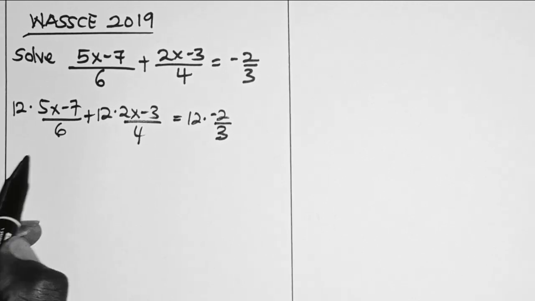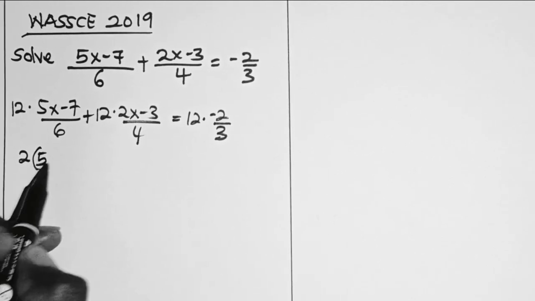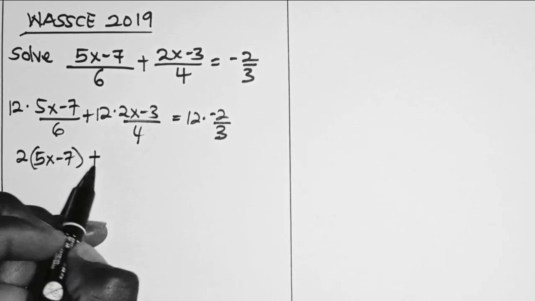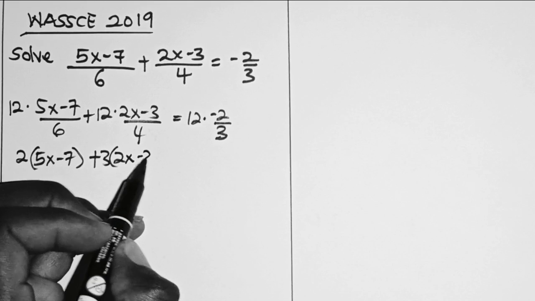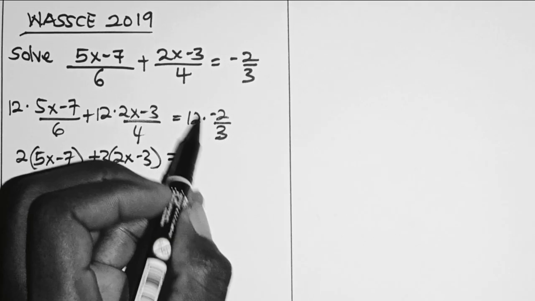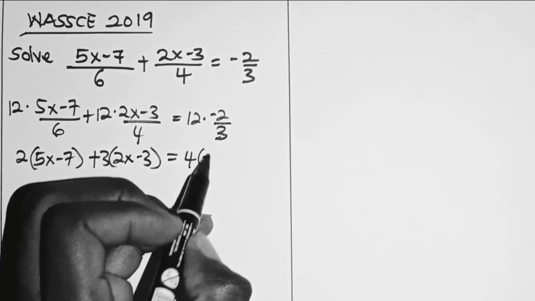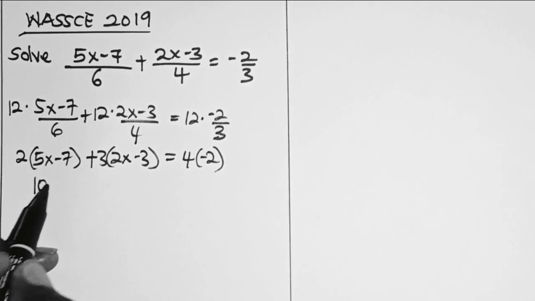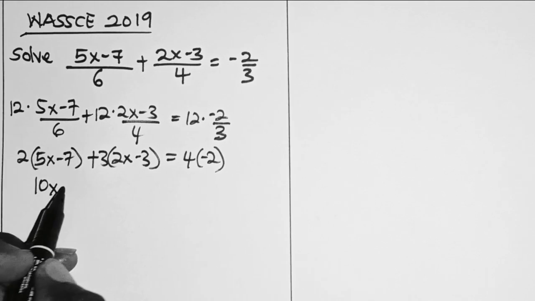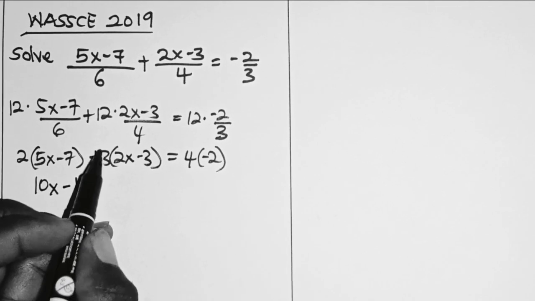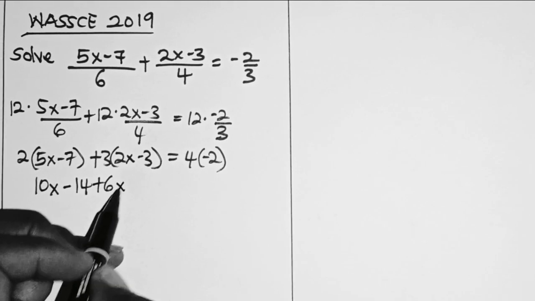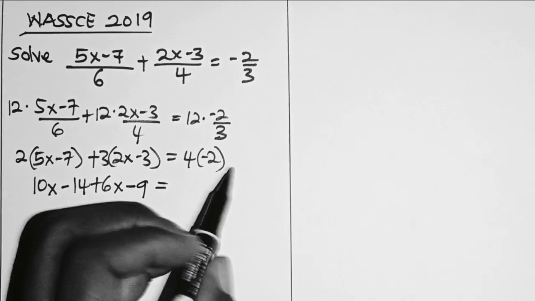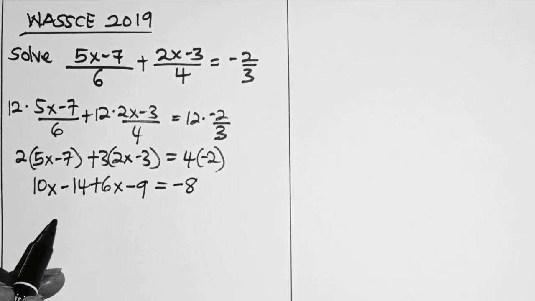So 12 divided by 6 is 2. So 2 times 5x minus 7. And 12 divided by 4 is 3. So plus 3 times 2x minus 3 equals 12 divided by 3 is 4. So 4 times minus 2. So 2 times 5x is 10x. Then 2 times minus 7 is minus 14. Then 3 times 2x becomes 6x. And 3 times minus 3 is minus 9. Equals 4 times minus 2 is minus 8.